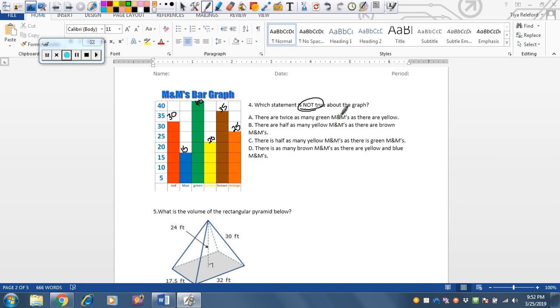It says there are twice as many green M&Ms as there are yellow. How many greens are there? Is 40 twice as much as 20? Of course it is. So it's not our answer because we're looking for not true. You're going to do that for every single one.